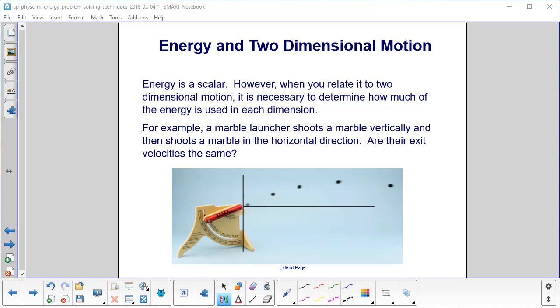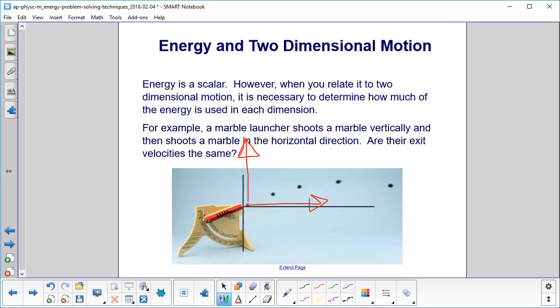Energy is a scalar. However, when you relate it to two-dimensional motion, which is what we've been doing here, you have to determine how much of that energy is used in each dimension. For example, a marble launcher shoots a marble vertically, so that would be like this, straight up, and then shoots a marble in the horizontal direction. Are their exit velocities the same?